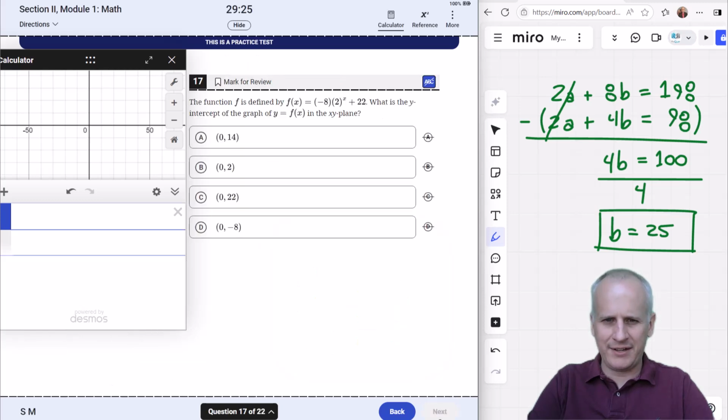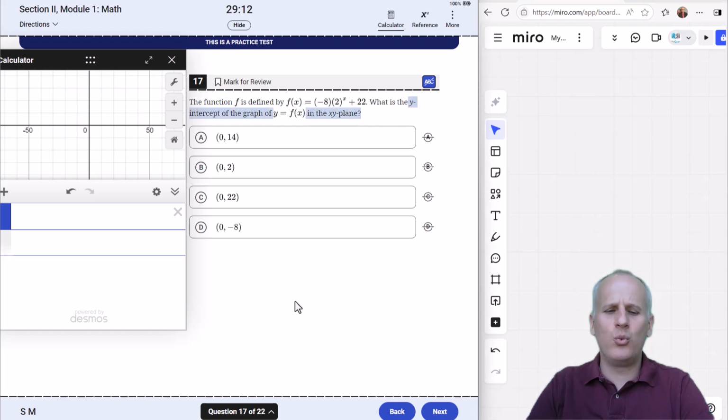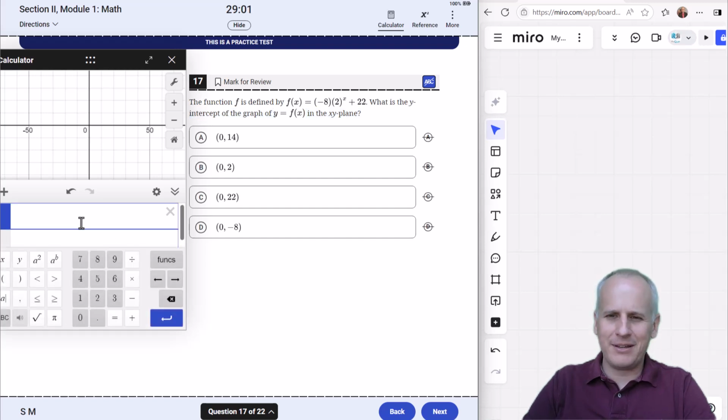So moving on to the next question here. So once more, we go and look at what we're being asked for. First, we're being asked for the y-intercept of the graph in the coordinate plane. So we need to recognize that the y-intercept is when the x value is equal to 0. If you're comfortable with the calculator, you probably don't even have to write this out on your scratch pad, because we know that x is going to be equal to 0.